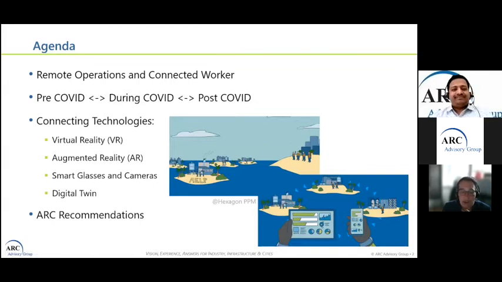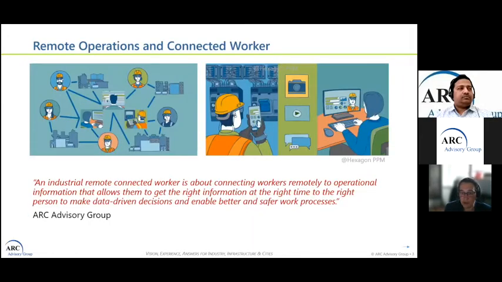Very short look on the agenda, so what's coming your way. We'll do a very short introduction of how we define remote operations and a connected worker. And then Naresh will take us through the development that we have gone through over the last years. And I will present then a few of the basic technologies that are available and how they're used. And then we're happy to share some recommendations and the benefits that ARC has extrapolated for the topic.